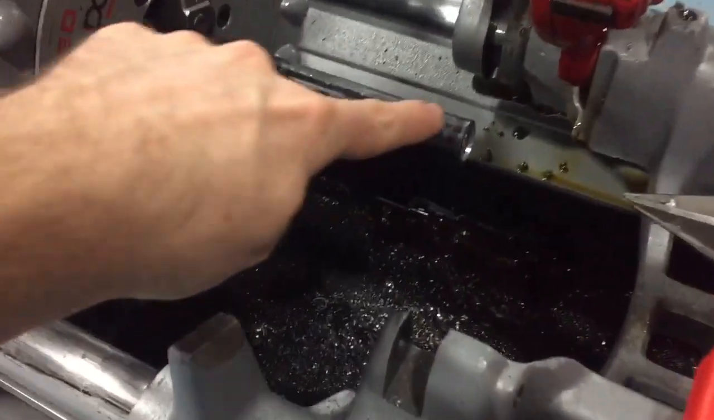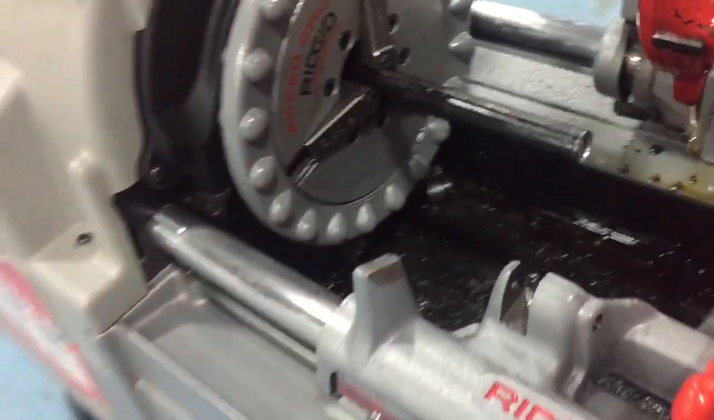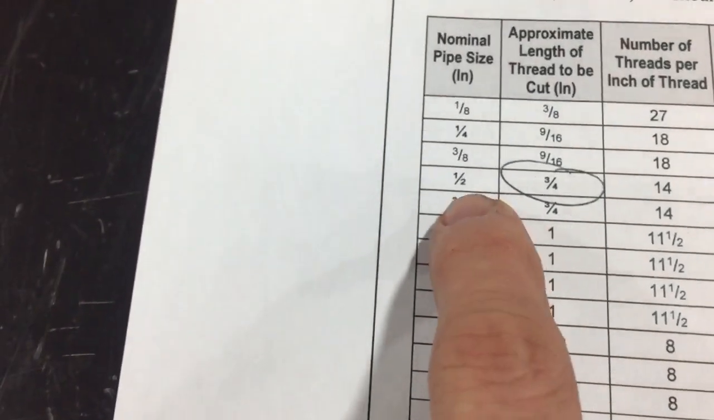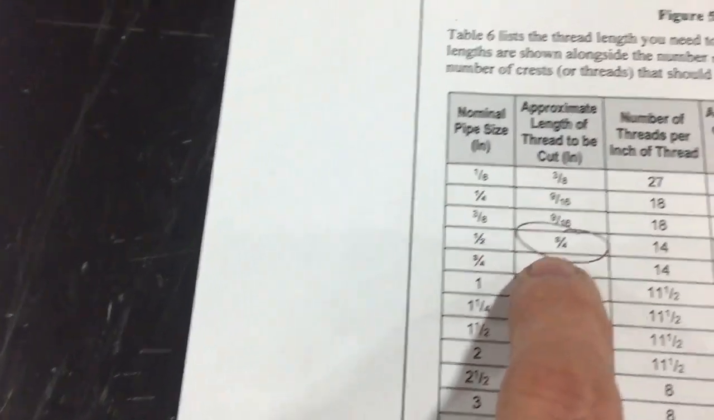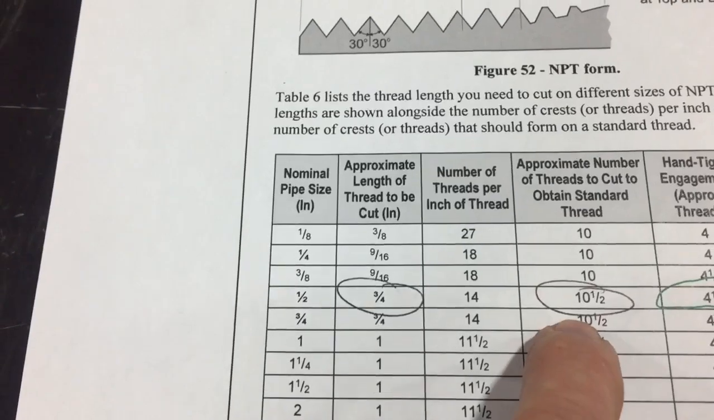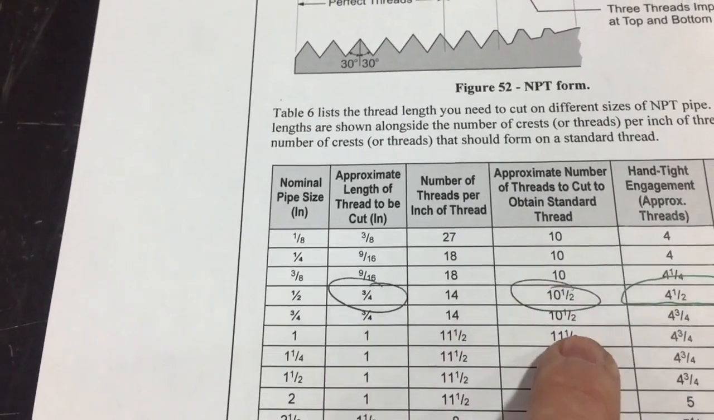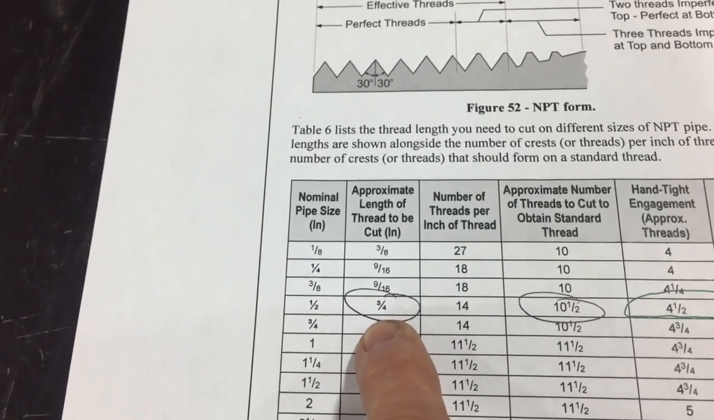All right, so our next step here is going to be threading the pipe, and we'll bring our table back up over here. We have our table. You can see we said that the approximate length of thread to be cut for 1/2 inch, and this table's for NPT thread. You can see down there, it's a tapered thread. The approximate thread length needs to be 3/4 inch with 10.5 threads cut. So that's what we're going to be aiming for here, is 3/4 inch. So we'll measure that after we're done threading here.